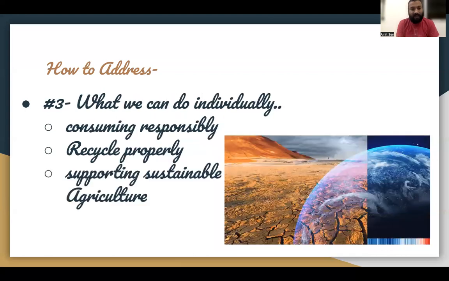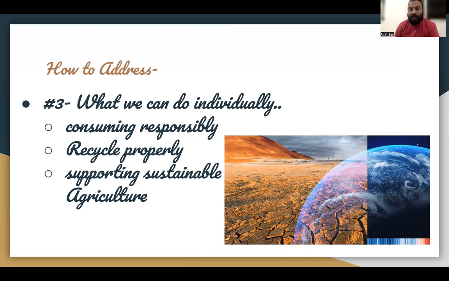So what I would say is individually, each of us can consume responsibly. We can recycle properly and support sustainable agriculture. Just to go into a little bit more detail about that, whatever we are consuming, we have to be responsible about that. Recycling is a big piece of that also. Whenever we recycle properly, we also help the environment, and we must support sustainable agriculture in order to address the issue of deforestation. And by working together, all of us, this is going to be a group effort.